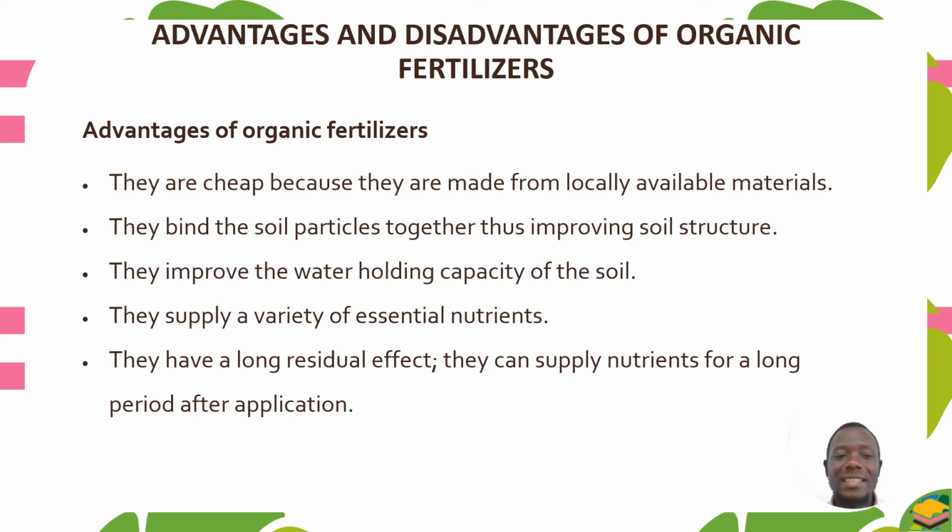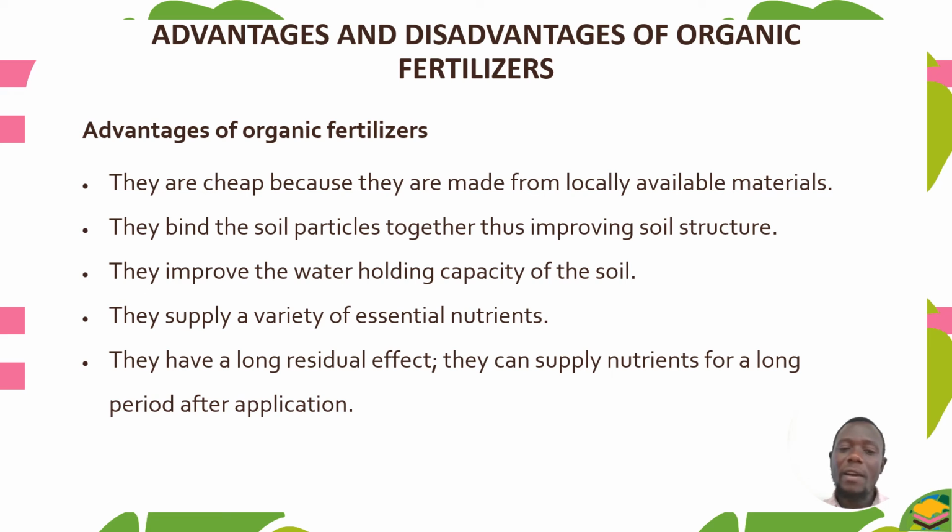So first, let's look at advantages of organic fertilizer. They are cheap because we use locally available resources. The other thing is they bind the soil particles together. That's improving soil structure. So they bind the soil particles together, therefore the soil structure is improved. They also improve water holding capacity. So if we add organic manure to the soil, it means we're improving water holding capacity.